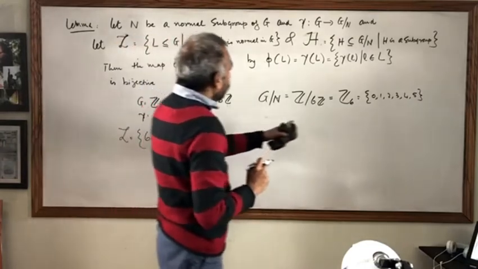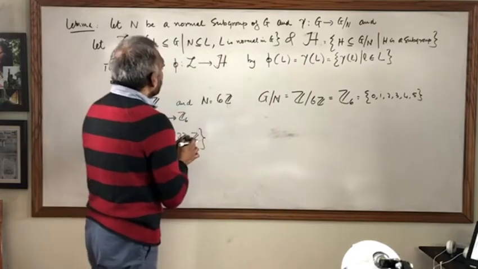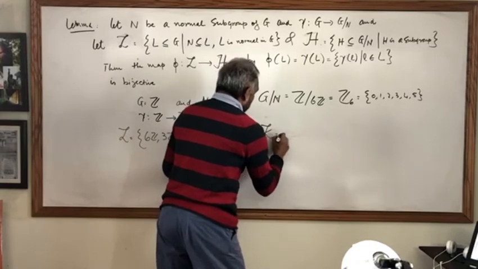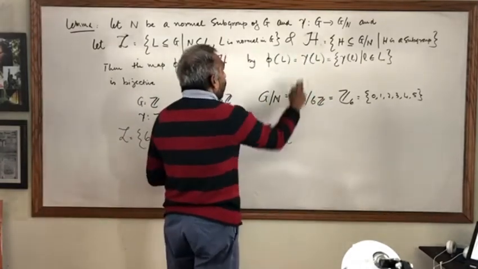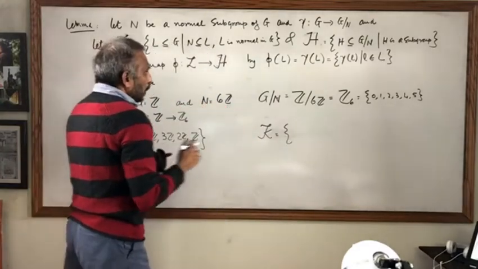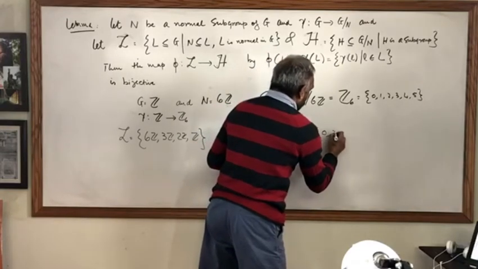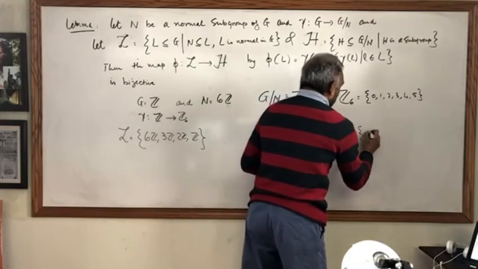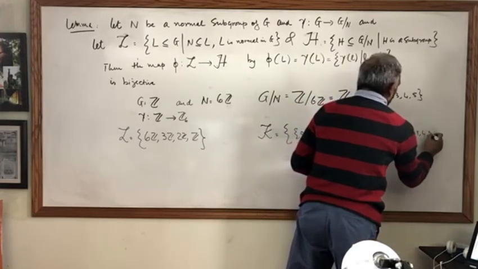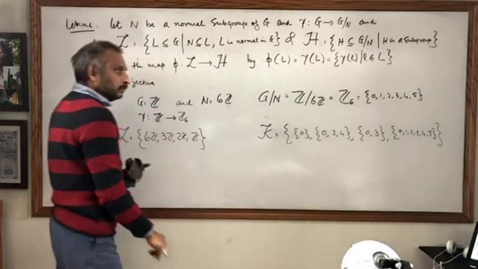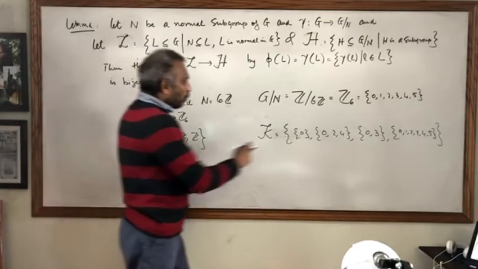And what are the subgroups of Z6? Okay, that is actually our K, the subgroups of this. This is our G over N, and all subgroups of G over N. So what are the subgroups of this? One is 0, then 0, 2, 4, then 0, 3, then 0, 1, 2, 3, 4, 5. These are the only subgroups. So we have 1, 2, 3, 4 elements here, and there are 1, 2, 3, 4 elements here.